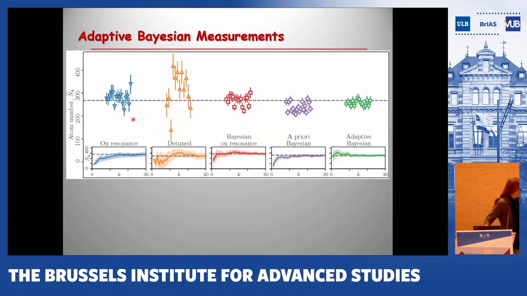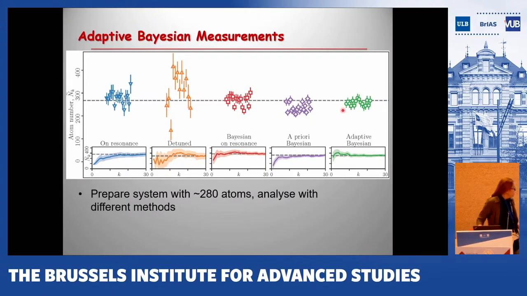So the on resonance, this would be the normal way how you probe your atoms, leads to this distribution. So that would be your measurement result. You can see detuned, although it seems reasonable to do that, is actually quite a bad idea. That gives a large variation. This is reading out the blue data with a Bayesian system. And this is the a priori guessing, trying to guess the best optimum frequency. And this is what you get from this adaptive Bayesian approach. So you can see it's a much smaller variation. We get a better measurement result.